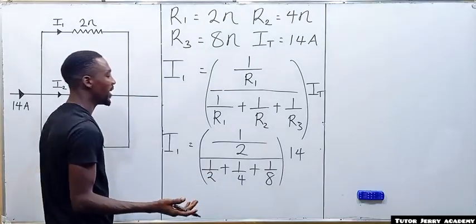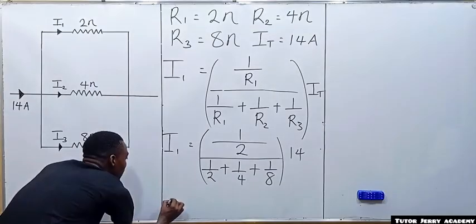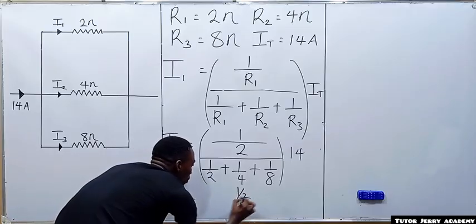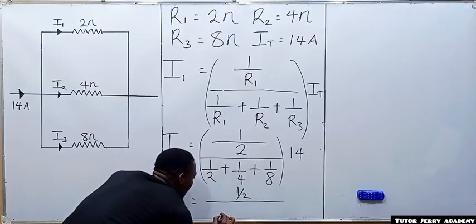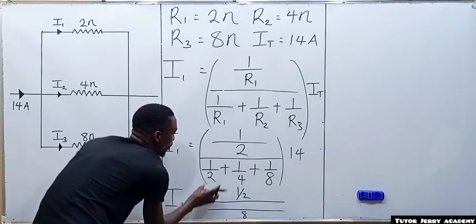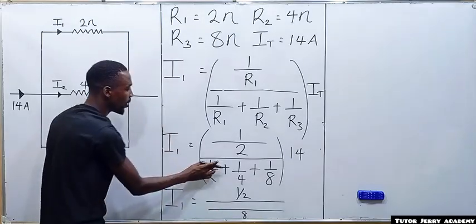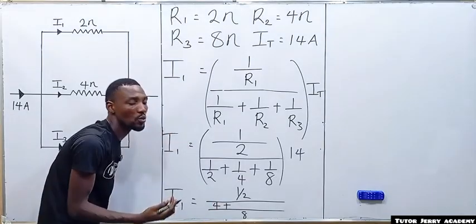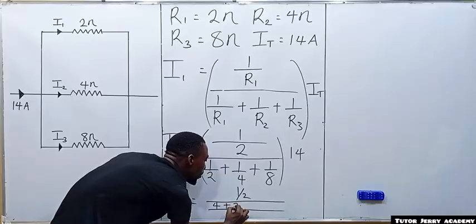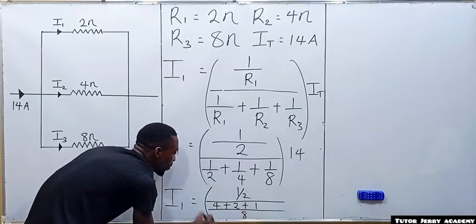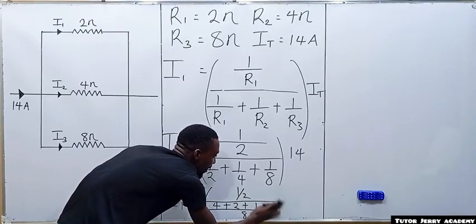The LCM of 2, 4, and 8 is 8. So I1 will be equal to 1 over 2 all over, then we can write 8 here, which is the LCM. So 2 in 8 is 4. 4 times 1 is 4. Plus 4 in 8 is 2. 2 times 1 is 2. Plus 8 in 8 is 1. 1 times 1 is 1. So we can close this bracket now.